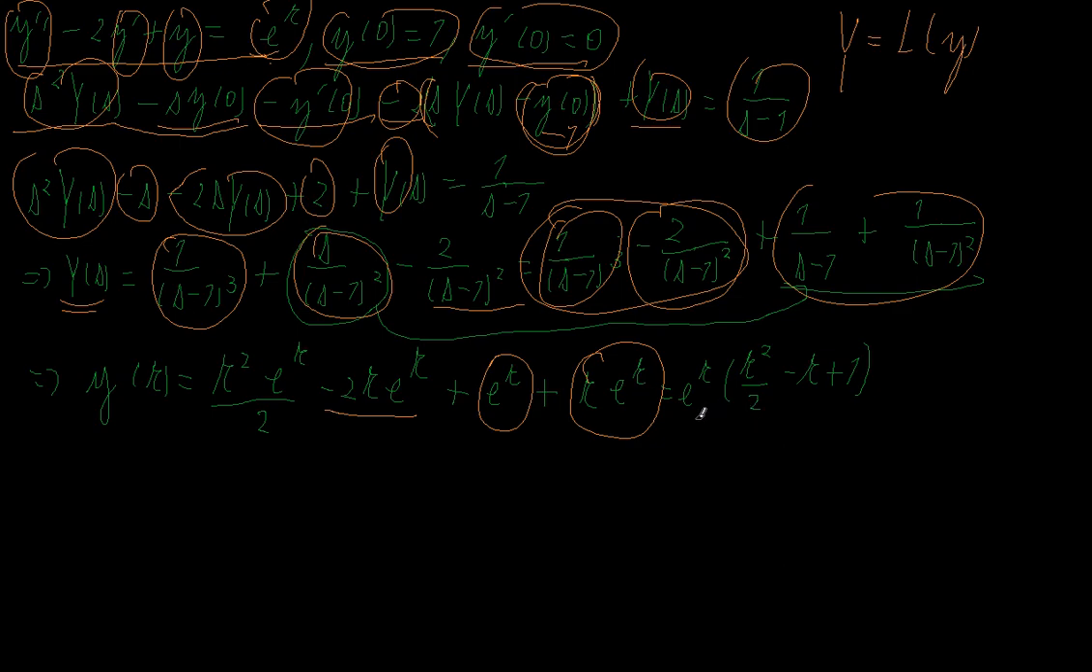And so I can rewrite everything as e to the t times, in parentheses, t squared over 2 minus t plus 1. And that is my final result.